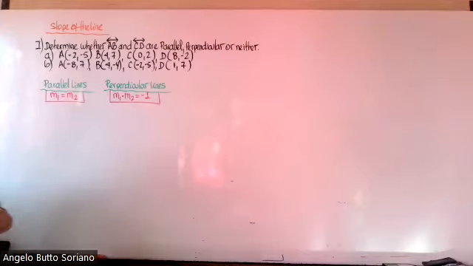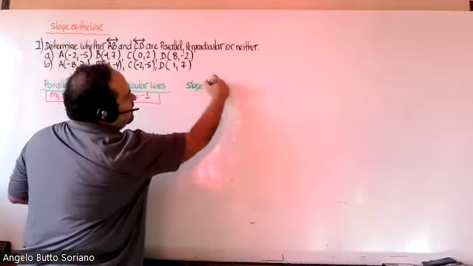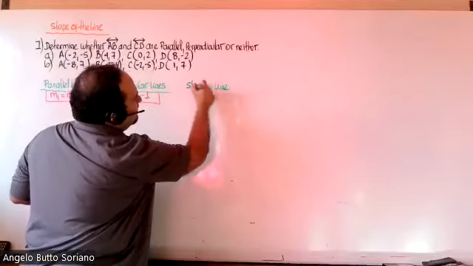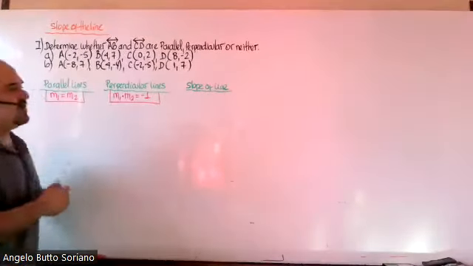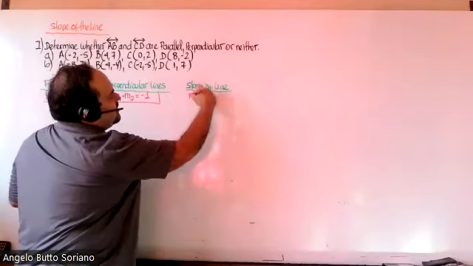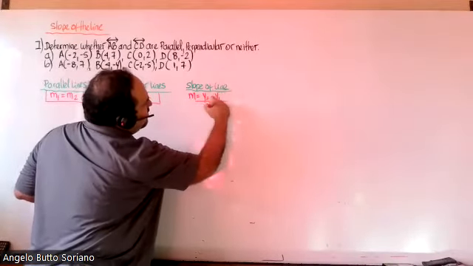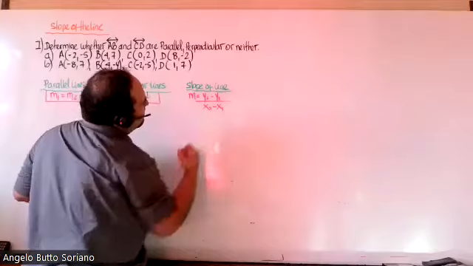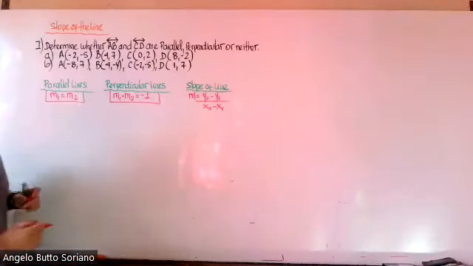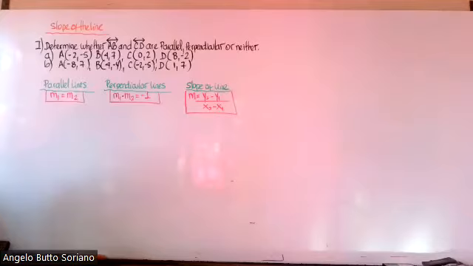And remember how we can calculate the slope of a line, or la pendiente de recta. It will be rise over run. I mean the difference y2 minus y1 over x2 minus x1. This is the formula we have to apply to look for the slope 1 and the slope 2, and then apply these conditions.